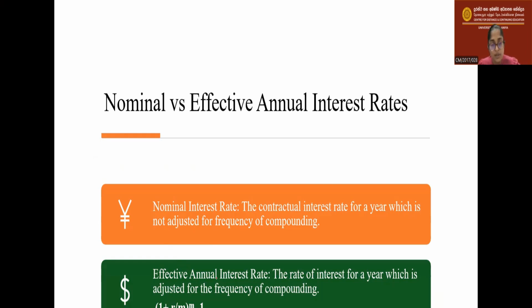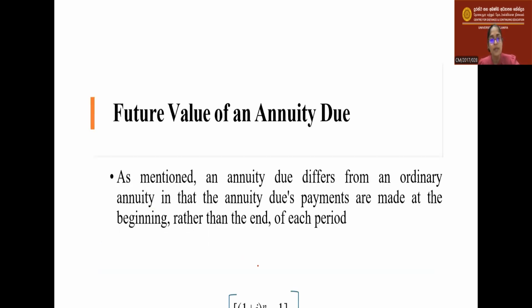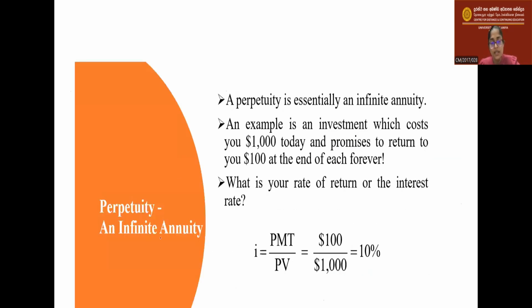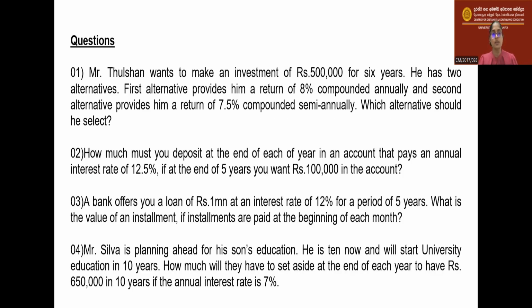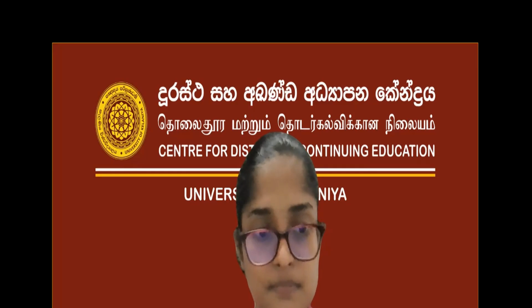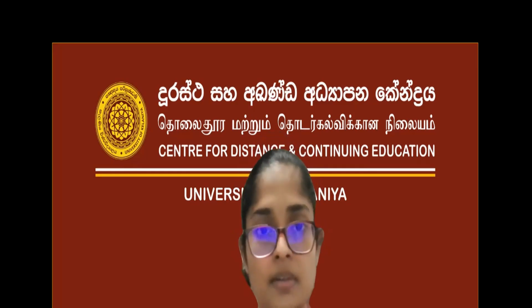If you are to find an effective annual interest rate, you have to follow this formula. I told you M may be different. If the frequency of compounding is monthly, then M would be 12, and you take that as the power. In the nominal interest rate, there are no adjustments for the frequency of compounding, but in the effective annual interest rate, the frequency of compounding adjustment is there. And then we learned the perpetuity, an infinite annuity, and how to calculate its present value. Now it's time for the questions. You can see there are 5 questions in this slide. Let's look at the answers.